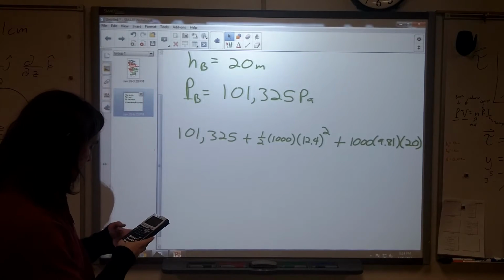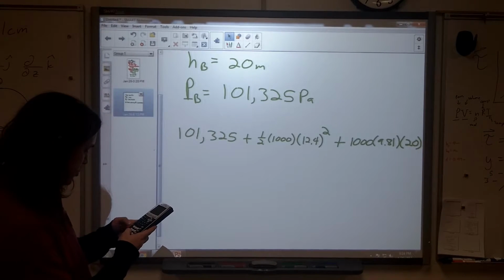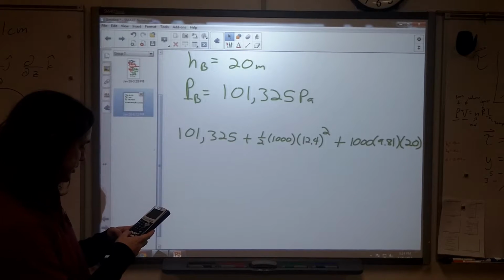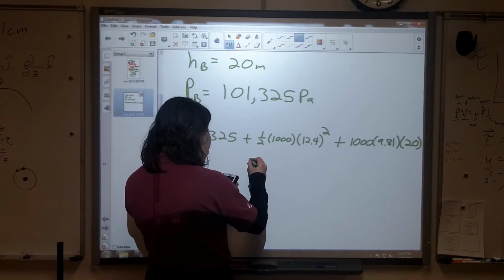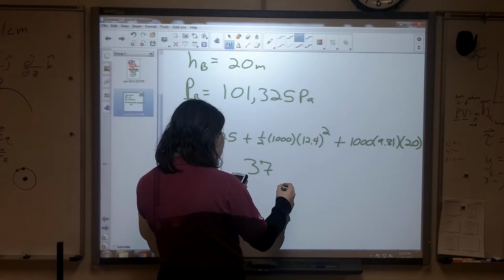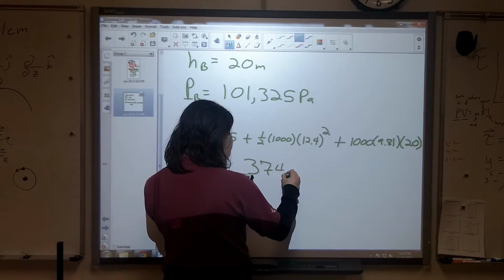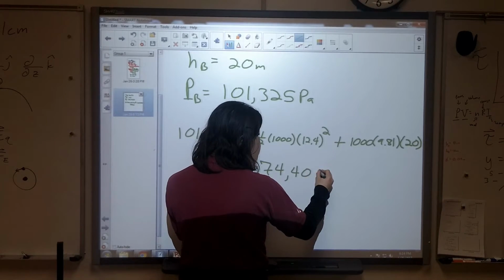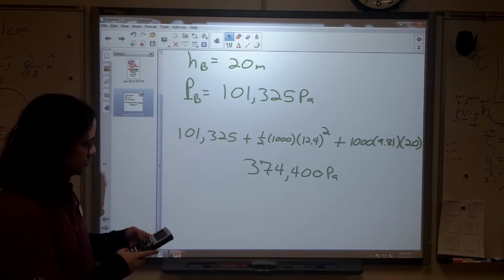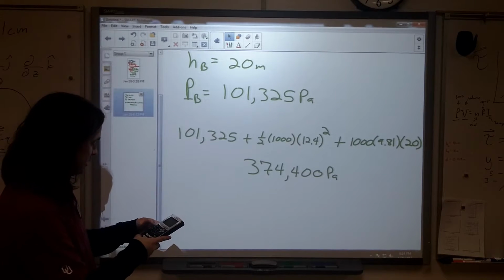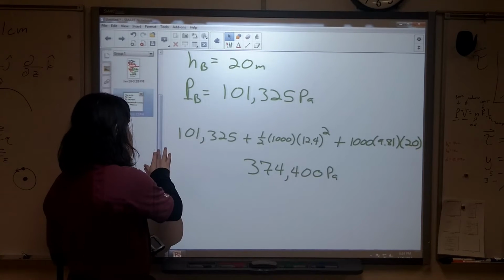When I solve for all of this, this is going to be 12.4 squared times 500 plus the quantity of 9,810 times 20 plus 101,325. My new constant is 374,405. Let's just call it 374,400 pascals. Technically, we could probably just call it 374,000, but let's keep a few extra significant figures for now.